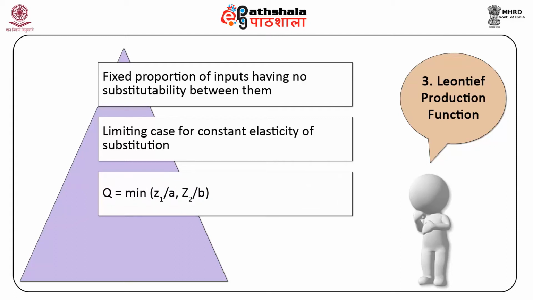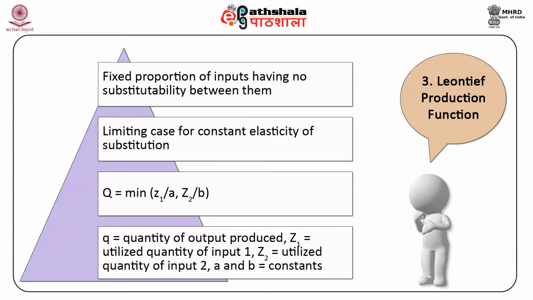Q is equal to minimum of Z1 by A, comma, Z2 by B, where Q is equal to the quantity of output produced, Z1 is equal to the utilized quantity of input 1, Z2 is equal to the utilized quantity of input 2, and A and B are constants.